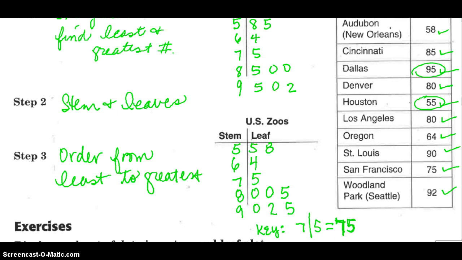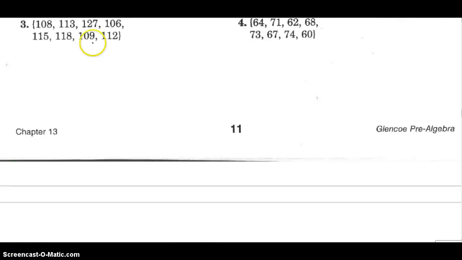Jump down to example 3, or to practice problem number 3. I want to show you what you're going to do with 3-digit numbers. So the first thing we need to do is to determine our smallest number here, which is 106, and our largest number, which is 127. So the smallest, so we have 3 digits, so we're going to put on our stem, we're going to put 10 to show that we go all the way over to the hundreds place. So it's 10 | 6.